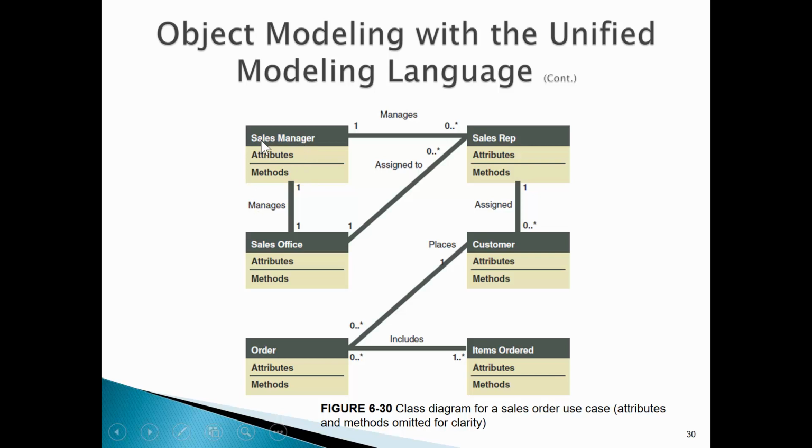So you see here a sales rep, okay? One sales manager can manage many sales reps, okay? A sales rep can be assigned to only one sales office. A sales manager manages only one sales office. However, a sales rep can be assigned to many customers, okay? And then a customer can place many orders, and each order can have many items. So that's a way to represent so that we can start defining the rules of the system.